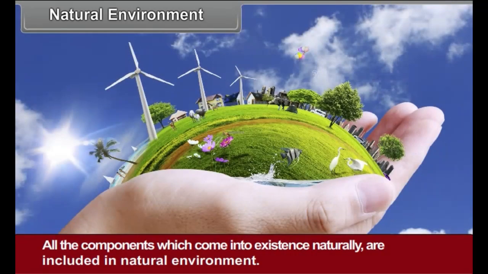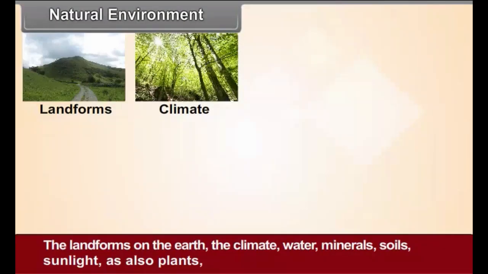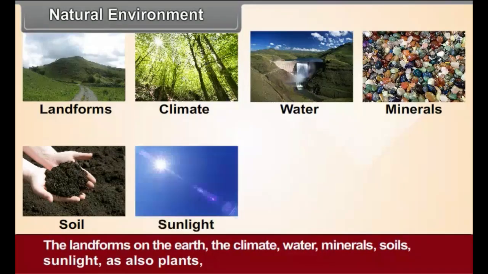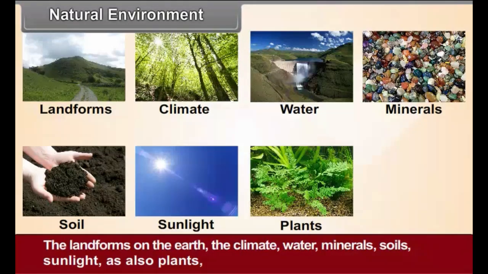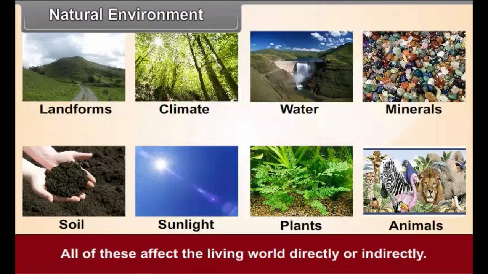Natural environment. All the components which come into existence naturally are included in the natural environment. The landforms on the earth, the climate, water, minerals, soils, sunlight, as also plants, animals, etc. are all components of our natural environment. All of these affect the living world directly or indirectly.